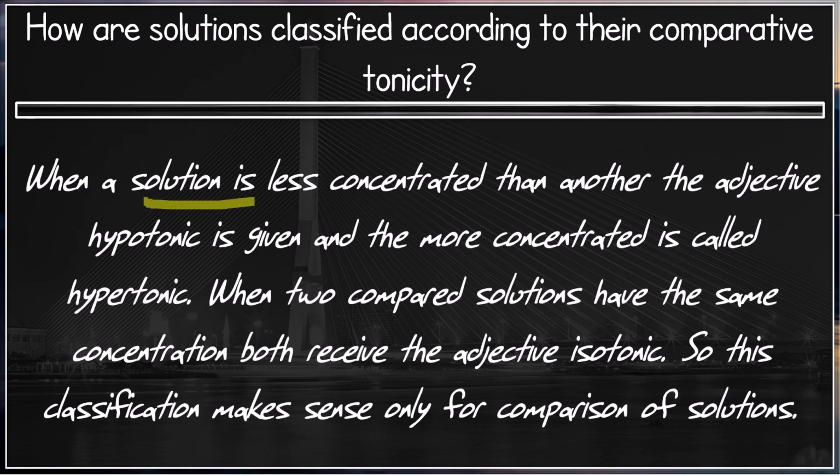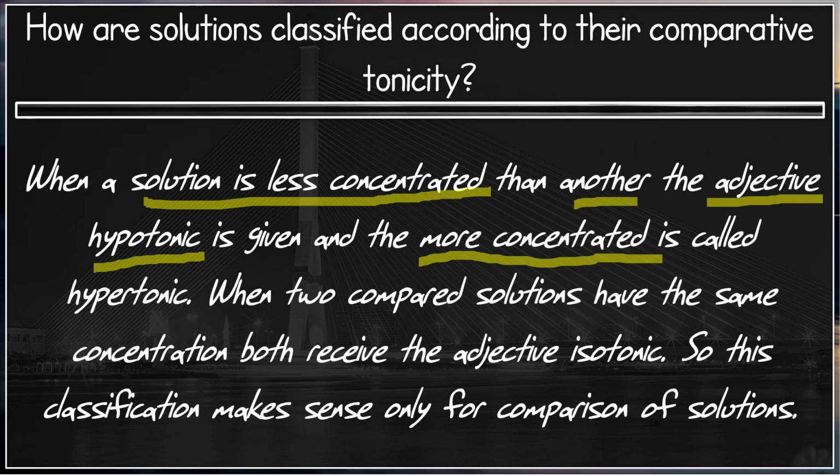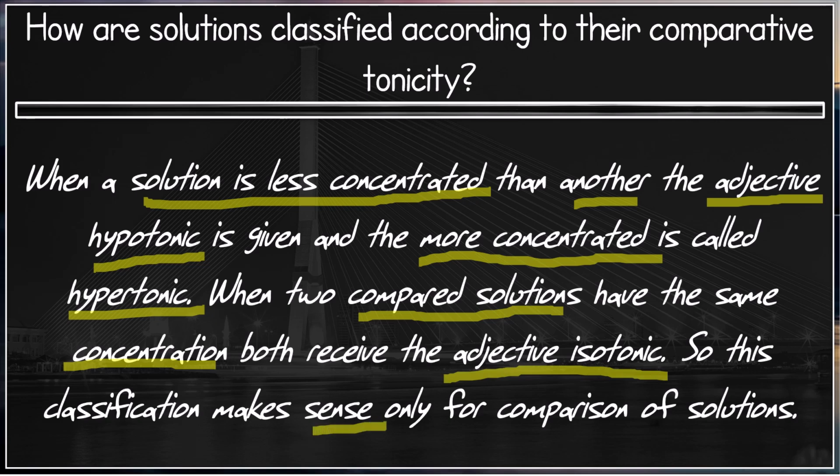When a solution is less concentrated than another, the adjective hypotonic is given. The more concentrated is called hypertonic. When the two compared solutions have the same concentration, both receive the adjective isotonic. So this classification makes sense only for comparison of solutions.